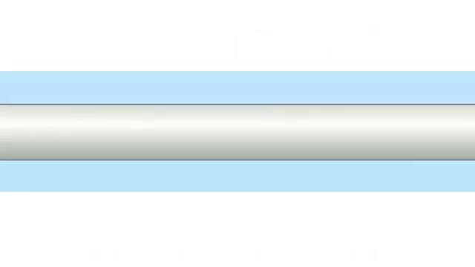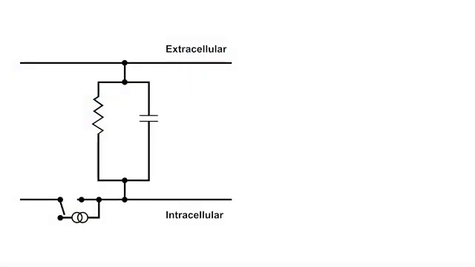Let's examine the electrical circuit basis of this property. The membrane can be modeled as two parallel paths, a capacitance path and a resistance path. Injection of the current can be modeled as a switch to a current source.